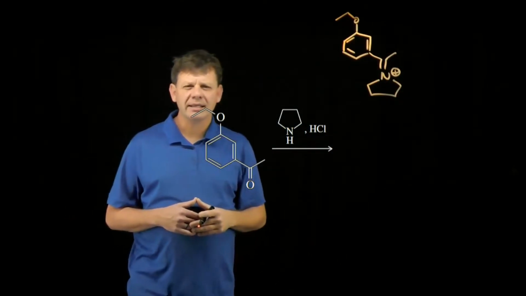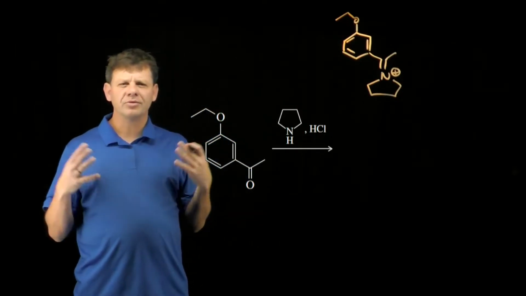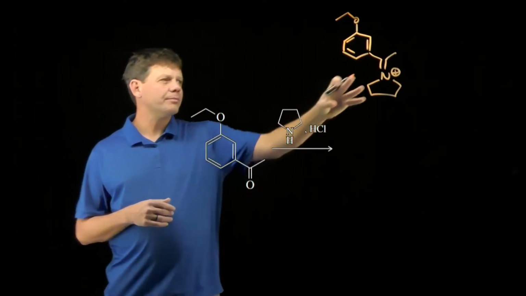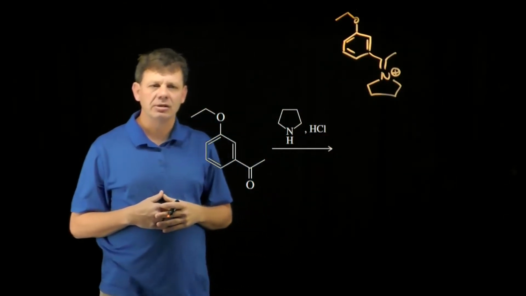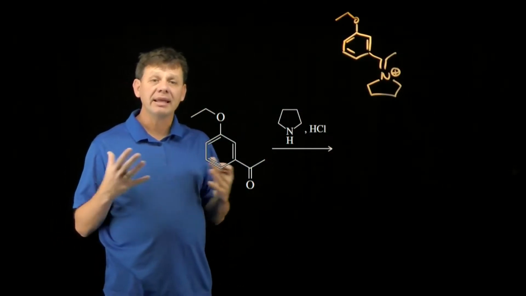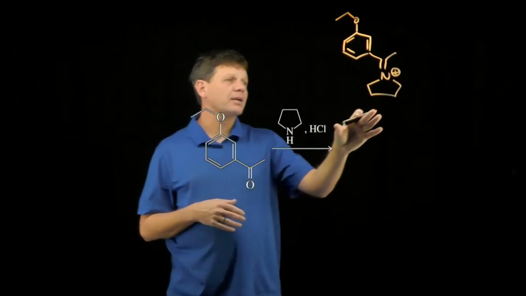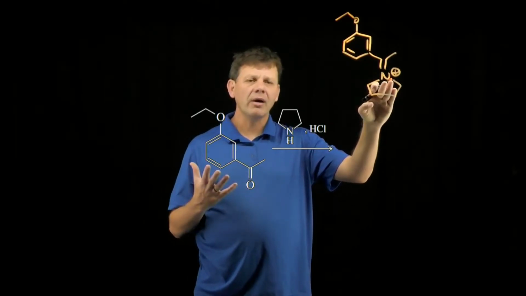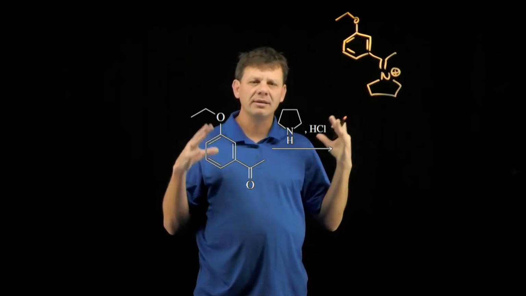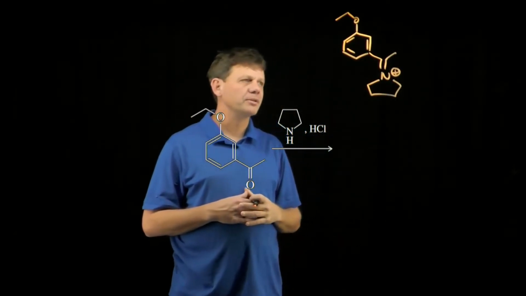Now, if we were reacting with a primary amine or something like ammonia, this intermediate here would be neutral and the reaction would be over. But in the case of this reaction, because we started with a secondary amine, we now have a positive charge on this nitrogen. So we need to quench or get rid of that positive charge.